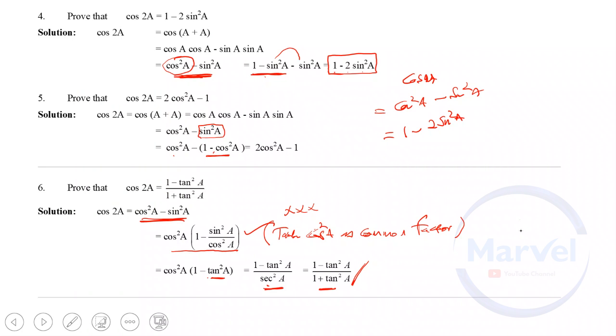Next, whenever cos is a greater value, so 2 cos square a minus 1. In terms of tan, 1 minus tan square a by 1 plus tan square a. In exam sometimes you will forget whether the denominator is minus or plus. So I will give one simple technique: how to derive this 1 plus tan square a from secant square a.